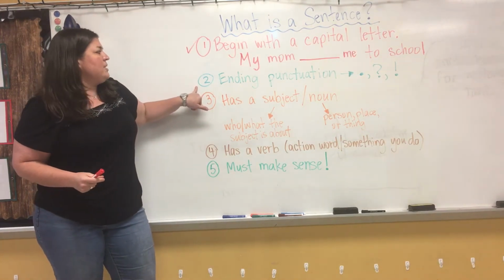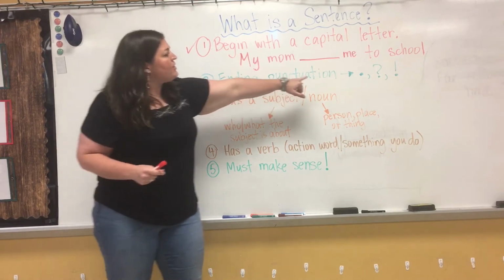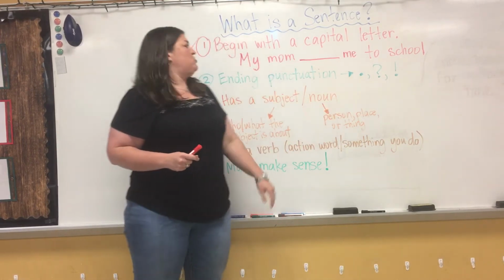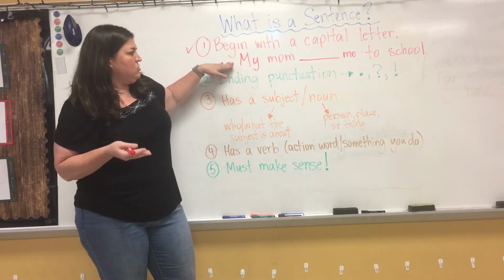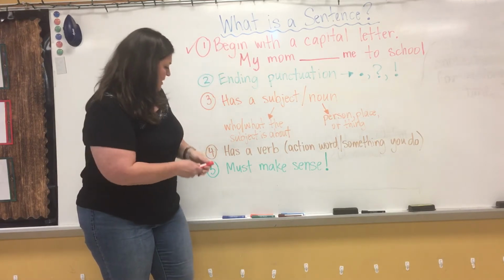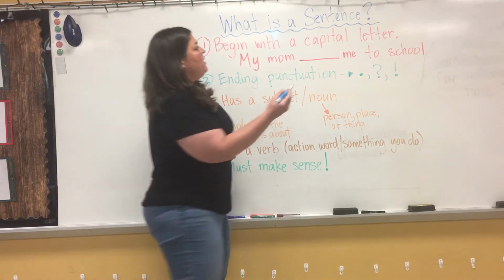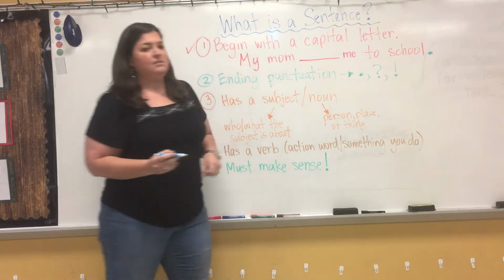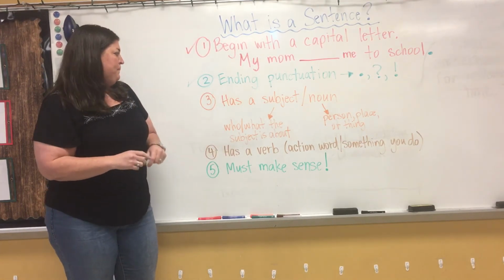Tip number 2 is to have the correct ending punctuation. So that's either going to be a period, a question mark, or an exclamation mark. So if we read this sentence, my mom blanked me to school, that's just a telling sentence. So at the end of that sentence, let me get my blue marker, we are going to put a period at the end of that sentence. Okay, so I've got my ending punctuation.